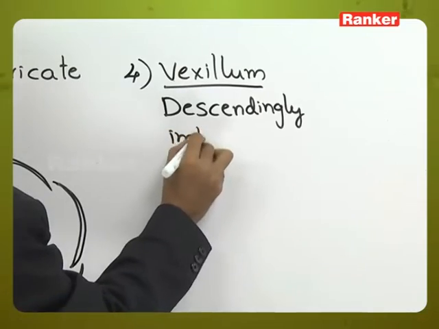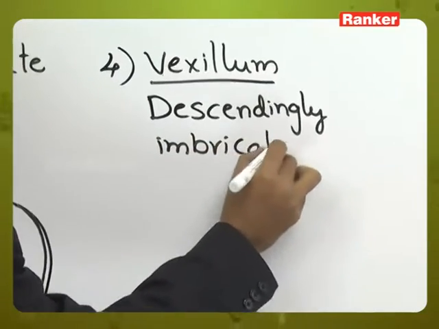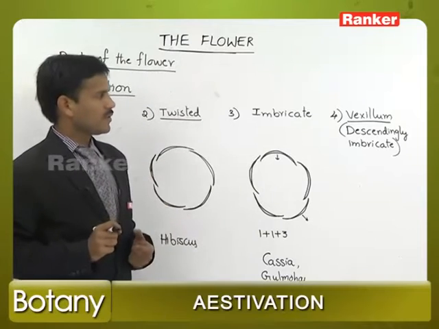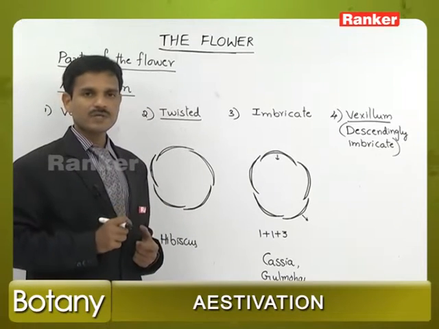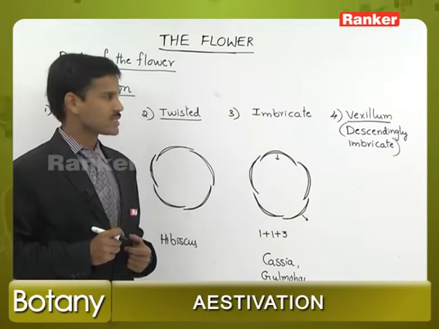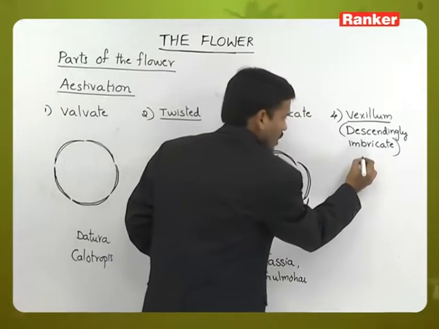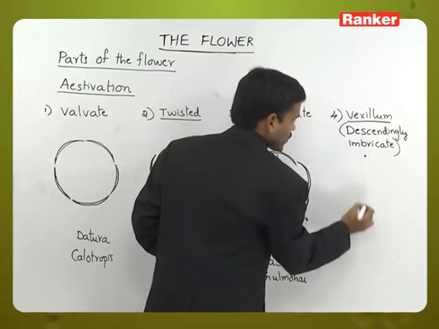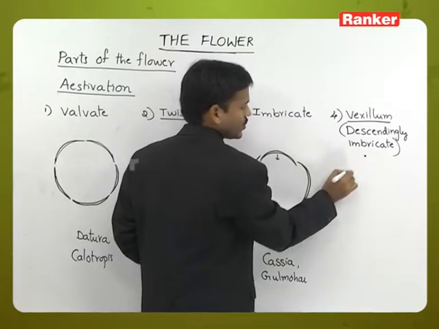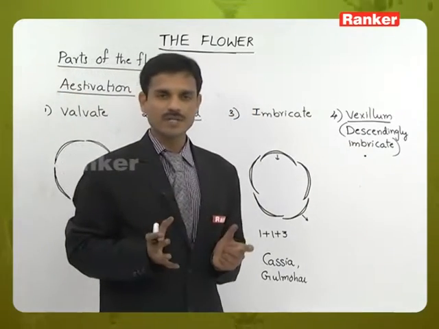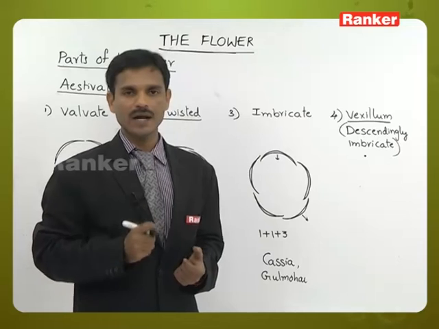Descendingly imbricate. Here, the descending vexillum type of aestivation is observed in the Fabaceae family members. So in this, the overlapping is from posterior to anterior. So what is posterior and anterior?